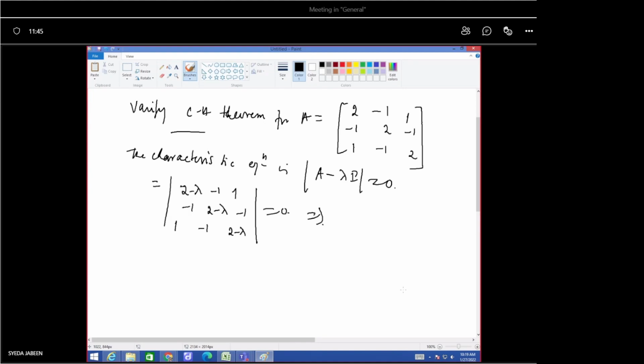We can first reduce this matrix determinant. You can do the row operation, or directly also if you want. You multiply this, then minus of this, then this into this minus this into this, plus 1 into this minus this into this. That way also you can do. (2 minus lambda) whole cube minus lambda is equal to 0. (2 minus lambda) whole cube plus lambda is equal to 0. So if you break it, what will you get?